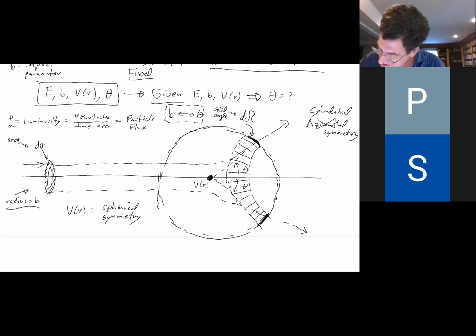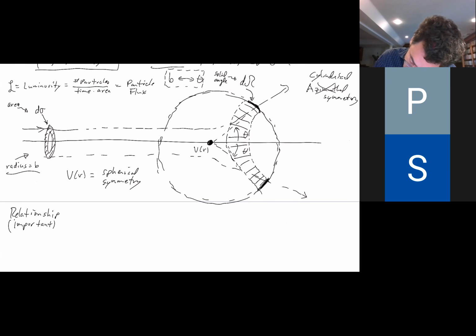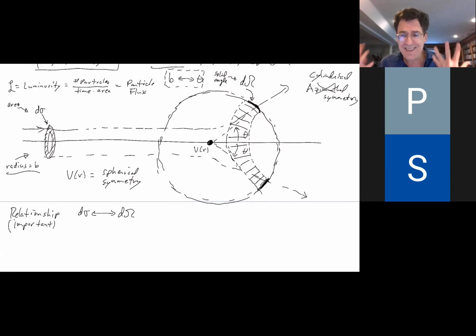And the point, and this is a very important point, is that there's a very important relationship between d sigma and d omega. They are not independent, they're connected. What connects them? What is connecting d sigma and d omega? Why are they not just random, independent variables? What's connecting them? Somebody tell me.